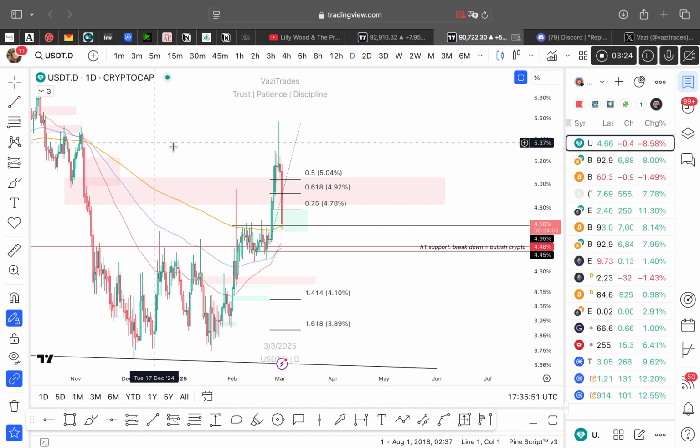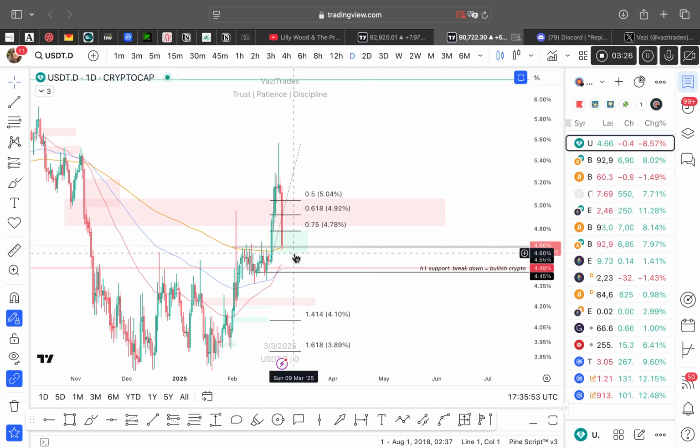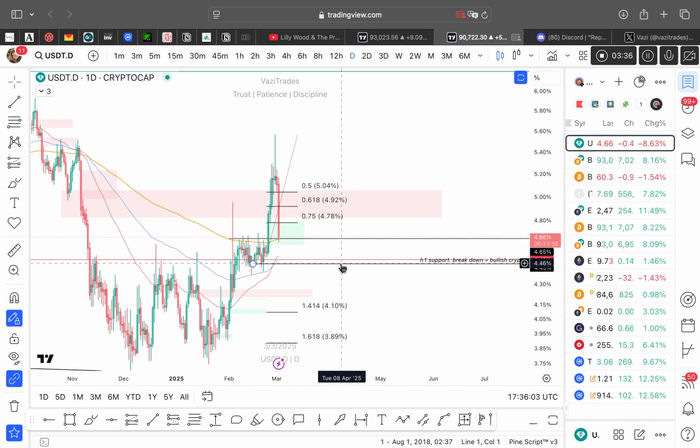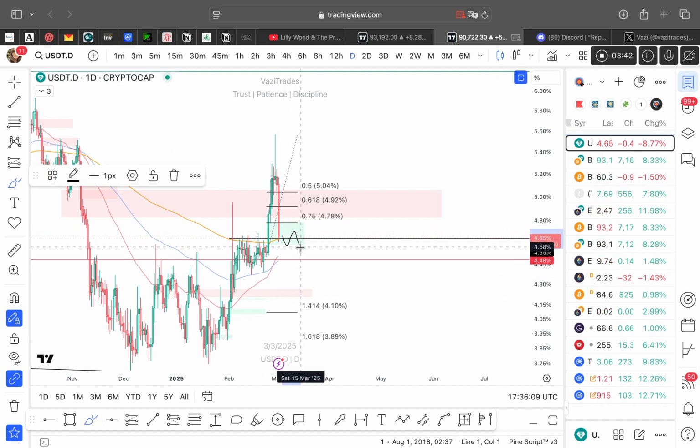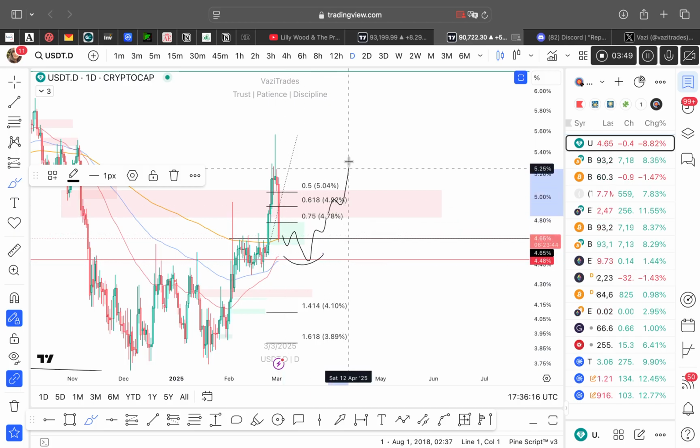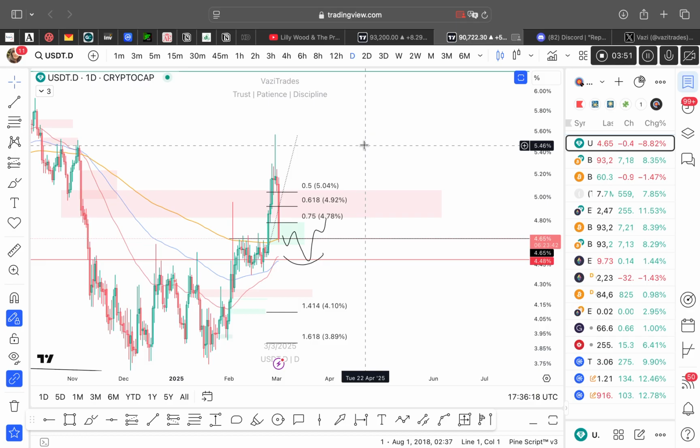Okay, on the daily time frame, we can see that dominance came to the 200 EMA, right? And it has here a daily FVG. So still, I would say that this level, 4.48, will stand as a strong support, because it may come, reject, and continue going up. All right, so this is daily.